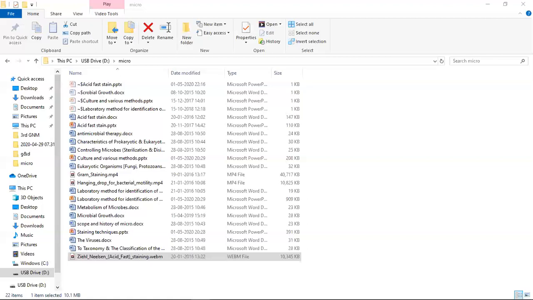In this process, if you use the decolorizer for more than 2 minutes, for example, we usually use 5 minutes, the smear will be completely decolorized. After that, wash it with water. Then pour a few drops of methylene blue on the smear and let it act for a minute. After that, wash it with running water.